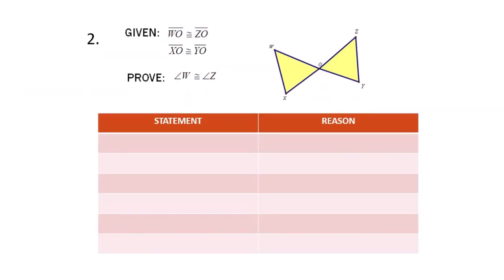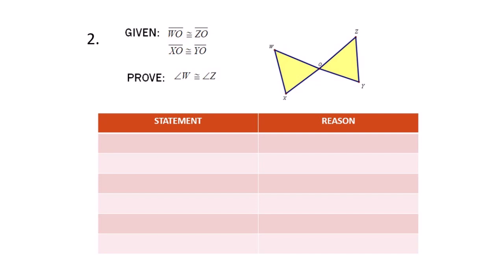All right, here's another one. So now we're trying to prove that two angles are congruent. So I'm thinking, okay, well, let's see if we can prove these triangles are congruent, and hopefully in a way such that W and Z correspond, and then we can say that they're congruent with CPCTC.